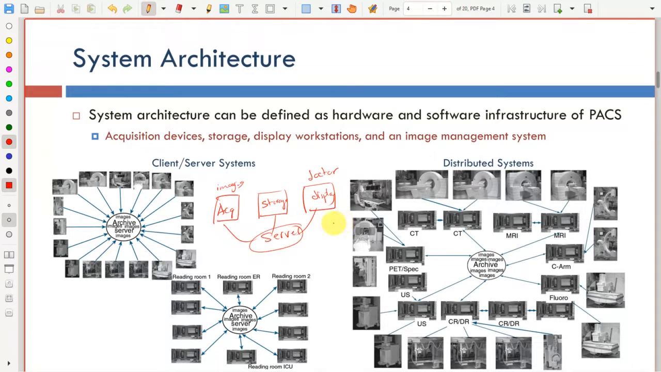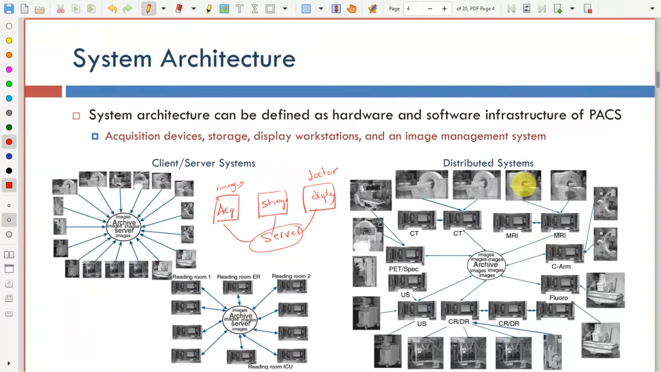Basically, it can be like this. This is called client-server systems. A server is in the middle, and you have all the acquisition systems sending their data to the server that stores them in the central storage. And then the doctors are here. These are the reading rooms. They contact the same server to collect the data from there, okay? So every reading room has access to any one of these modalities, okay?